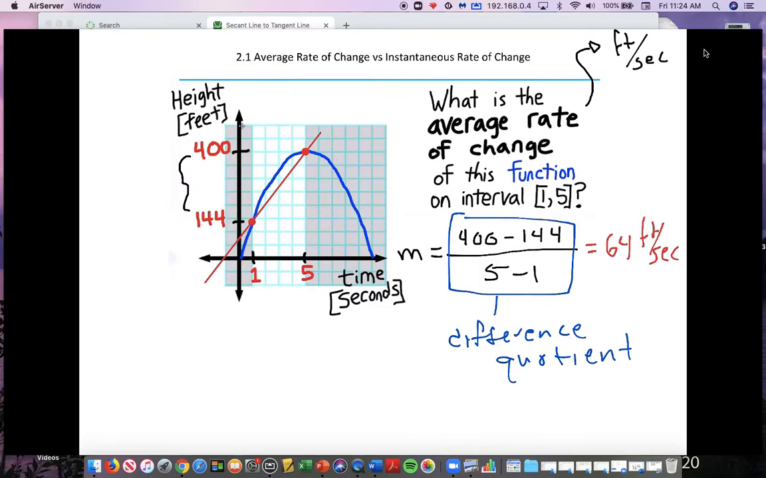So when we think about average rate of change, we're just averaging things, and in this case, that's really just the slope. The average rate of change is the same thing as the slope of a secant line. Okay, so know that this red line right here is a secant line. So that's the idea behind the average rate of change.